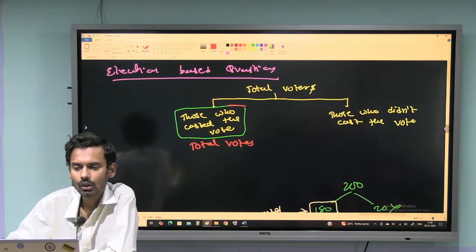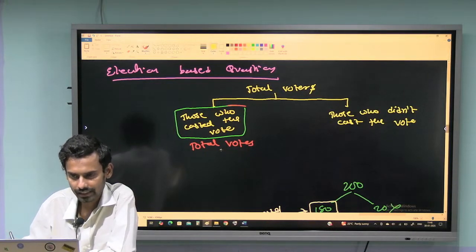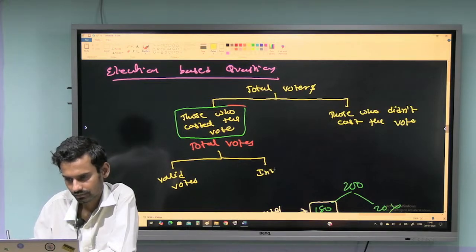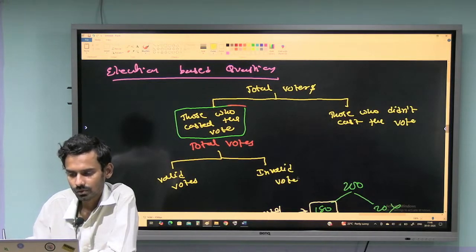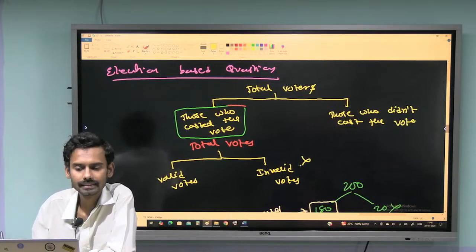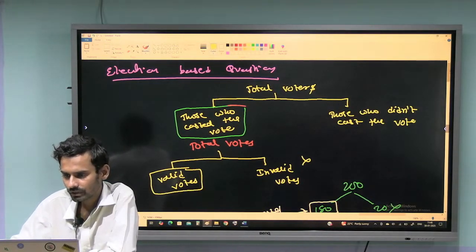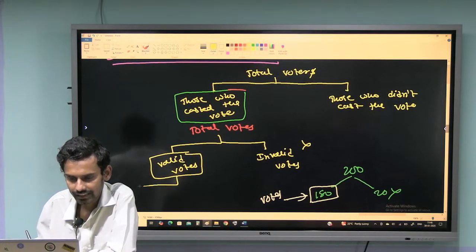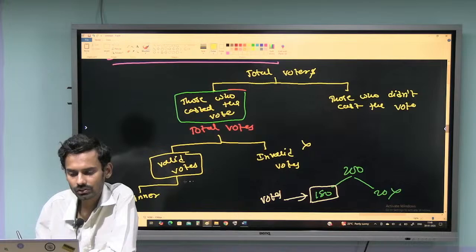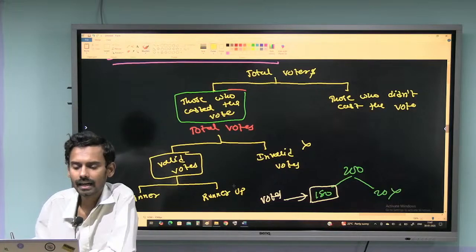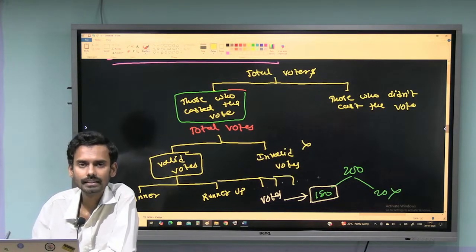And second point, not all the votes will be valid. There are two types again here: valid votes and invalid votes. In general, invalid votes will not be considered. We will be considering only the valid votes. For invalidity, there will be multiple reasons, and we will be counting valid votes. And out of these valid votes, some votes will be taken by the winner and some votes will be taken by the runner-up. If there are multiple contestants, then all this will be like this.